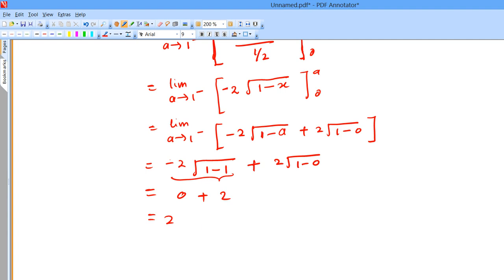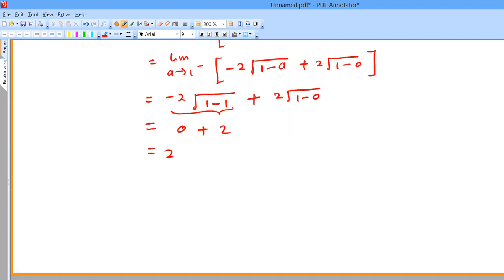So we can conclude here that, based on our question, the integral of 1 over square root 1 minus x dx from 0 to 1 is converged.